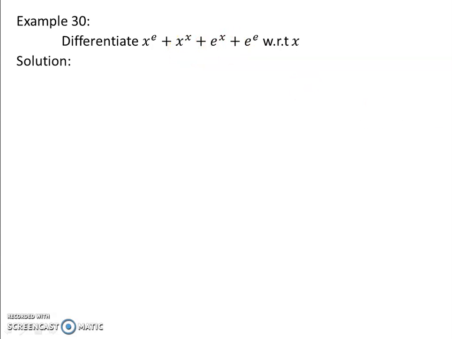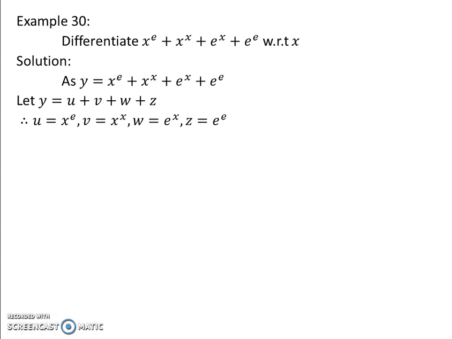So let us assume that y equal to u plus v plus w plus z. So u equal to x raised to e, v equal to x raised to x, w equal to e raised to x, z equal to e raised to e. So clearly du by dx is e x raised to e minus 1, dw by dx is e raised to x, dz by dx is 0. So these three derivatives we get directly.